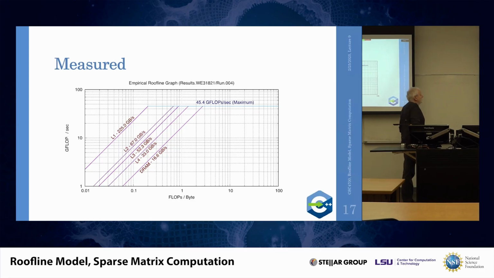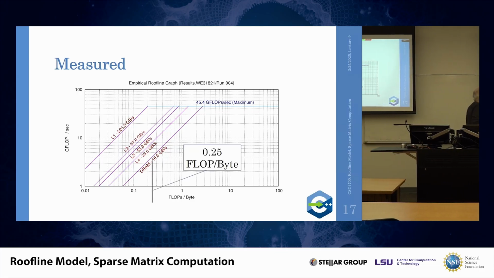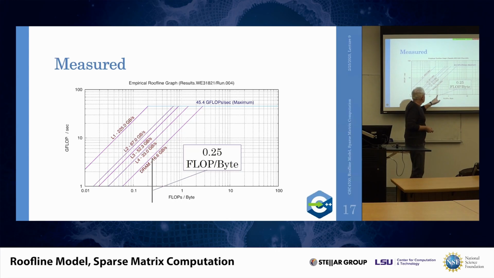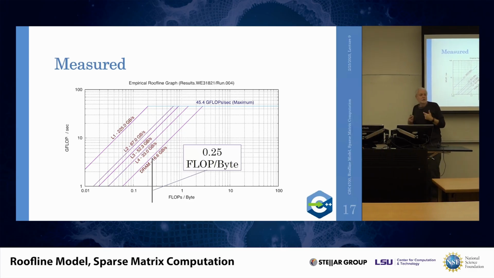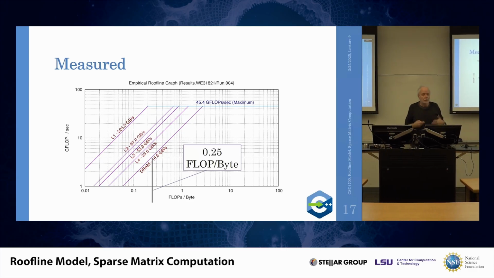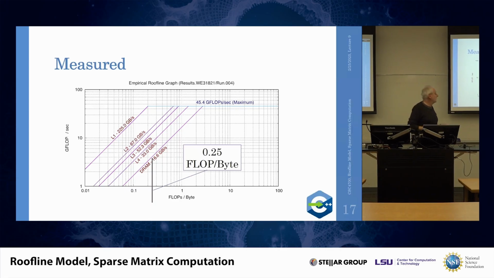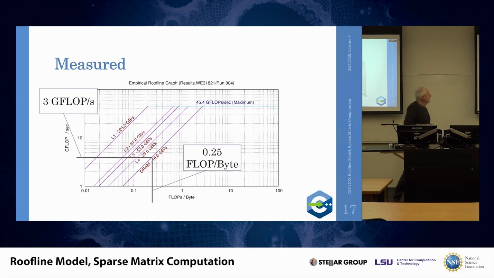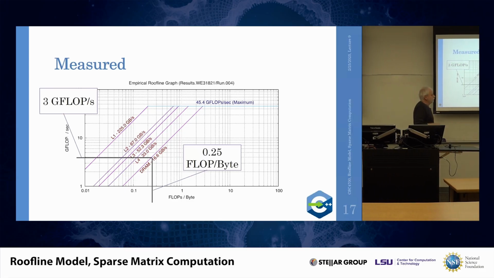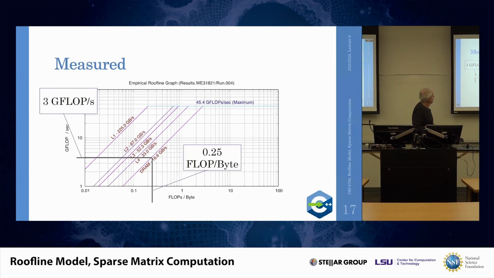If you look at our roofline graph, that means we have about 1/4 floating point operations per byte. And if you assume that all the data is located in main memory, and we have to fetch everything from main memory because nothing is in the caches, we achieve a theoretical limit of about 3 gigaflops per second.